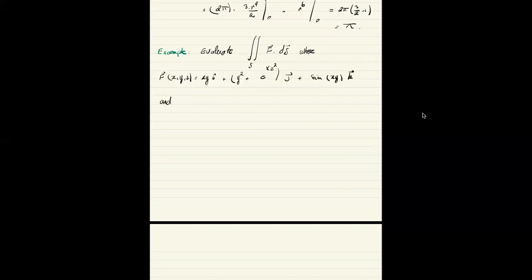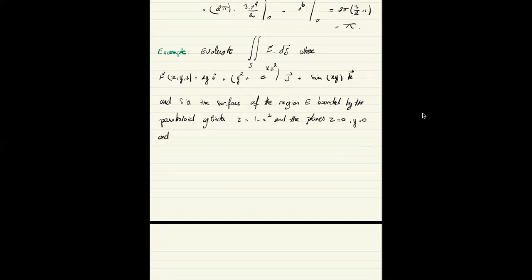And S is the surface of the region E bounded by the parabolic cylinder z equal to 1 minus x squared, and the planes z equal to 0, y equal to 0, and y plus z is equal to 2.